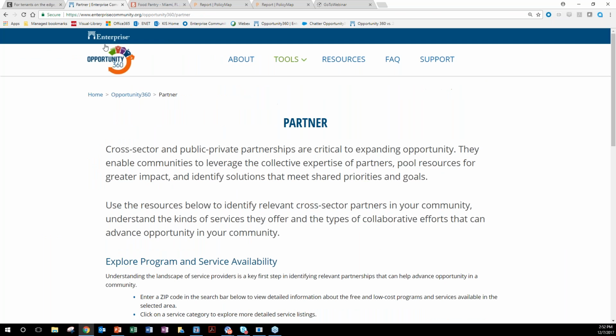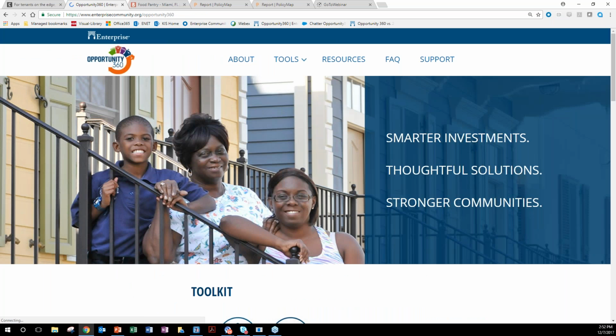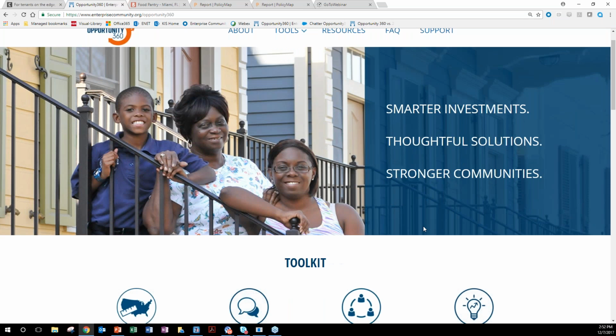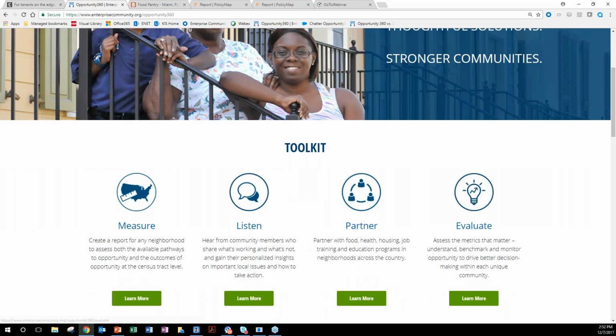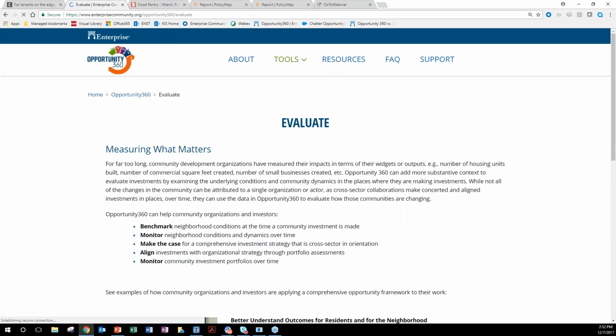And then I would say, so that's the partner tool. And I would invite you to go in there and check it out. Again, it's the largest repository of that across the nation. And then I would say the Evaluate tool. The Evaluate tool is funny.